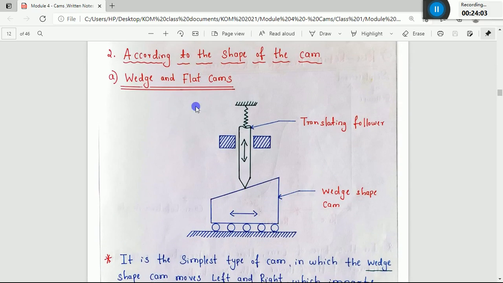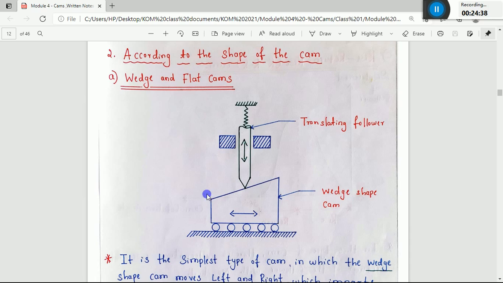Okay, in the examination you can draw this one. This is the wedge shaped cam, which has a roller at the bottom portion so that it can move smoothly from this direction to this direction along the horizontal. This is the follower, which is in contact with this wedge cam, and these are the frames. This follower is again connected to a spring so that I can maintain proper contact between the follower and cam.